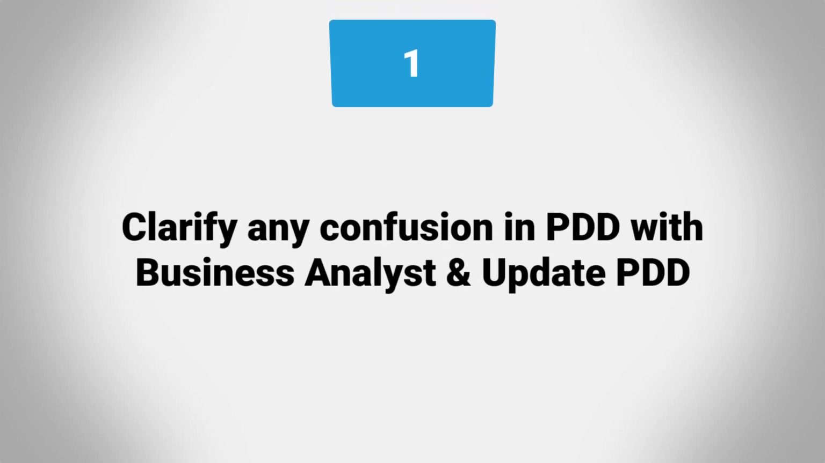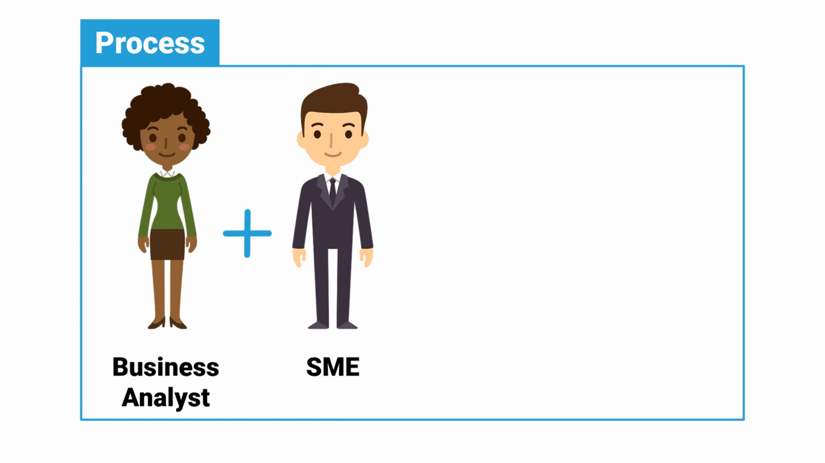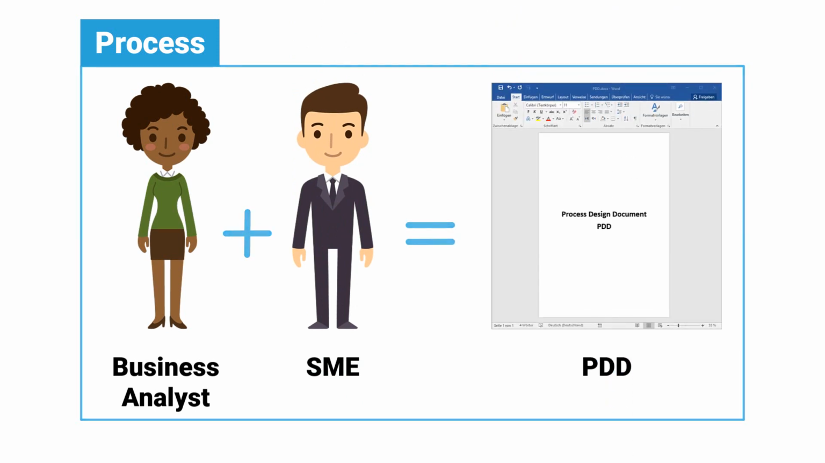The first task is, clarify any confusion in PDD with business analyst and update PDD. For each process that is to be automated, the business analyst, together with the SMEs, will create a PDD that lists all the steps that the bot should carry out later.